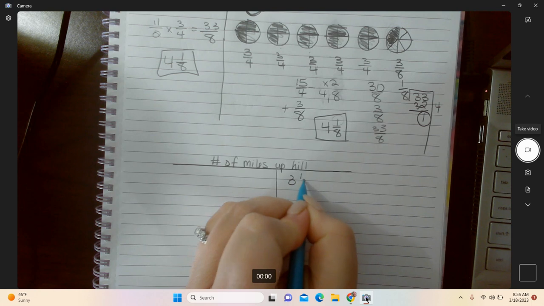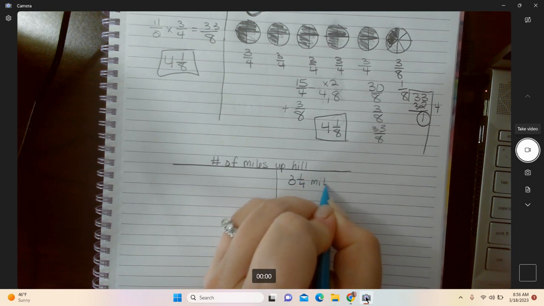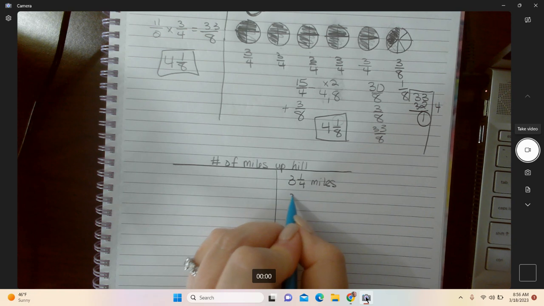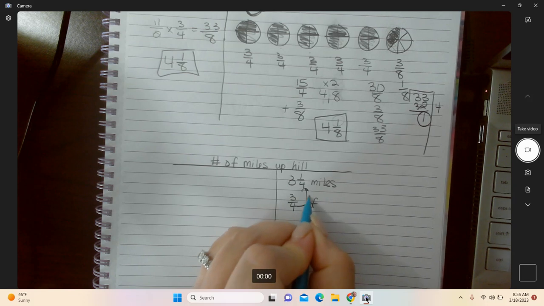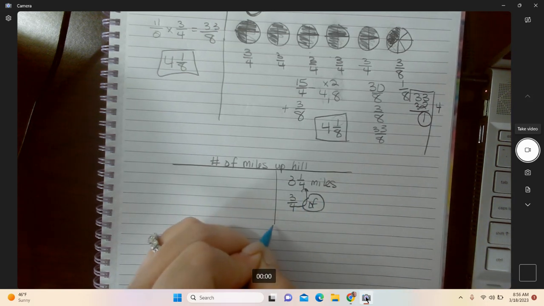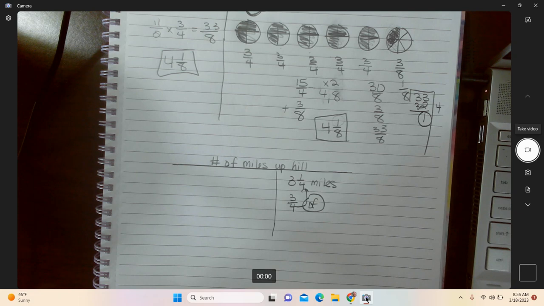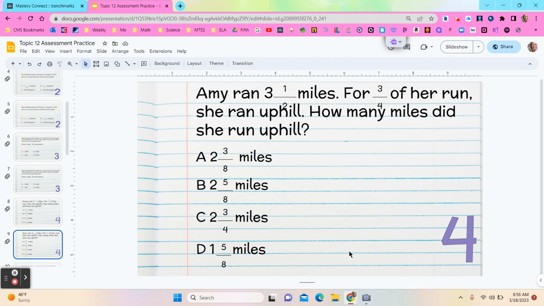So the run was shorter, but she still ran 3/4 of the shorter run. And don't forget to write the of, because the of is the key word that will be like, yeah, I'm multiplying. Now, if you're not 100% sure, and again, notice the wording of this problem. The question asked you, how many miles did she run uphill? Right after it told you the number of the fraction that she ran uphill. So what you've got to do is find the number that represents that fraction. How many miles did she run uphill?